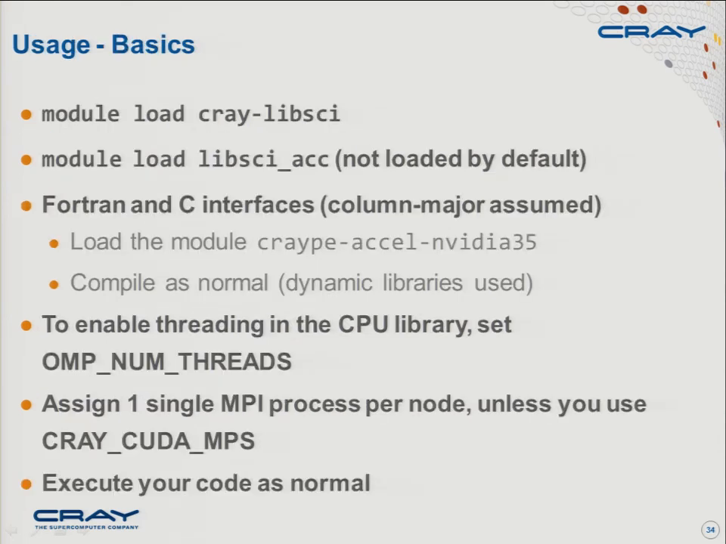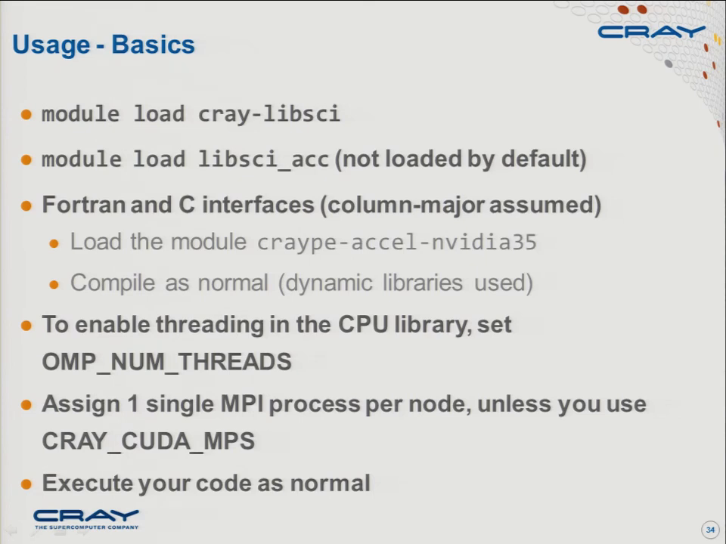So how to use it? First of all, you need to load Cray and -libc. This is done by default when you're loading the programming environment, okay? And again, this depends on which kind of programming environment you have, Cray, GNU, or Intel. Then you do module load libc underscore ACC. This is not loaded by default.